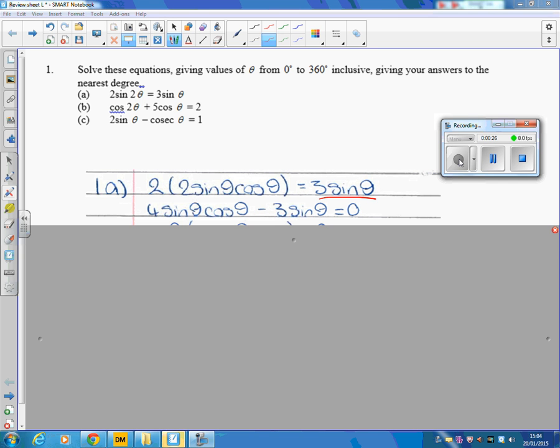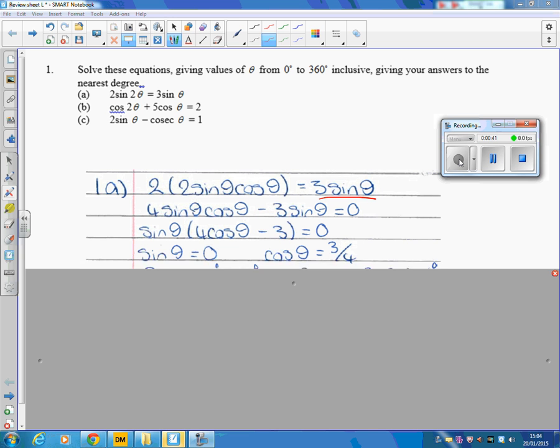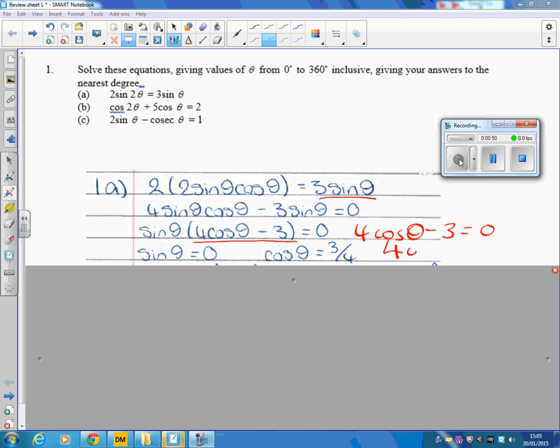And some of you will be tempted here to divide through by sine theta. Please don't, no, don't do it. Instead, if you could factorize sine theta out, that will leave 4 cos theta minus 3 in brackets there. And so two things times together make 0, so either sine theta is 0 or 4 cos theta minus 3 equals 0. Taking the 3 over to the other side and dividing by 4 makes cos theta 3/4. And we need to solve both of those.